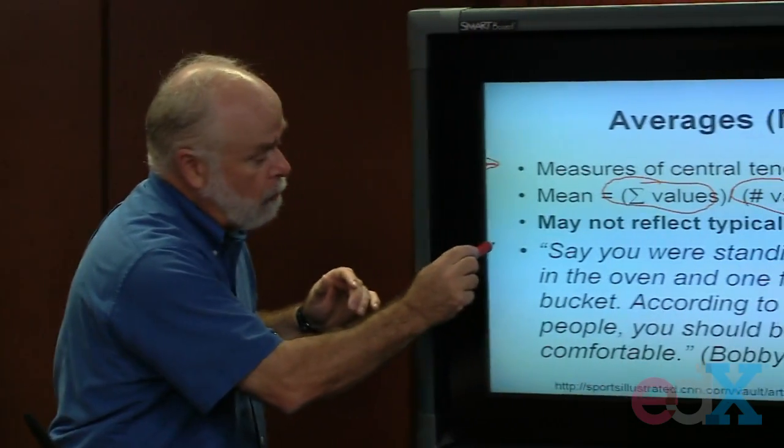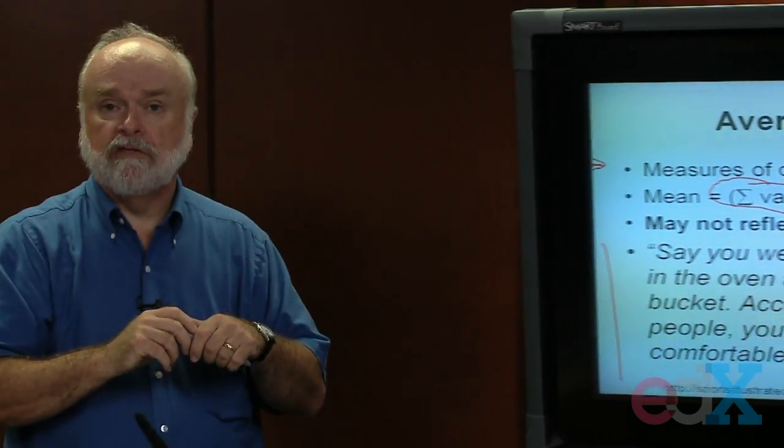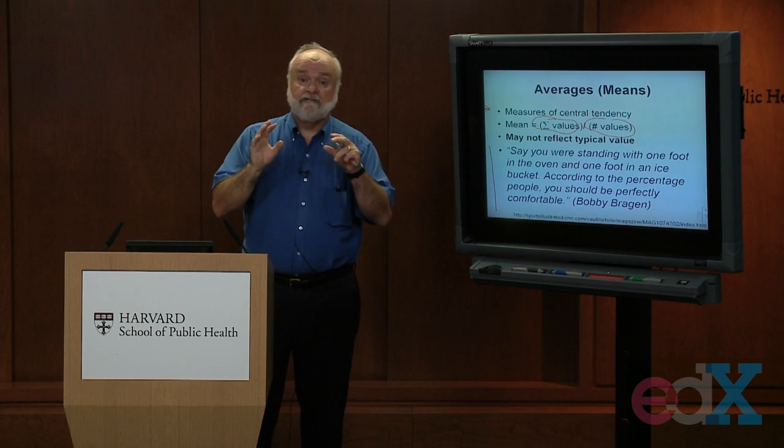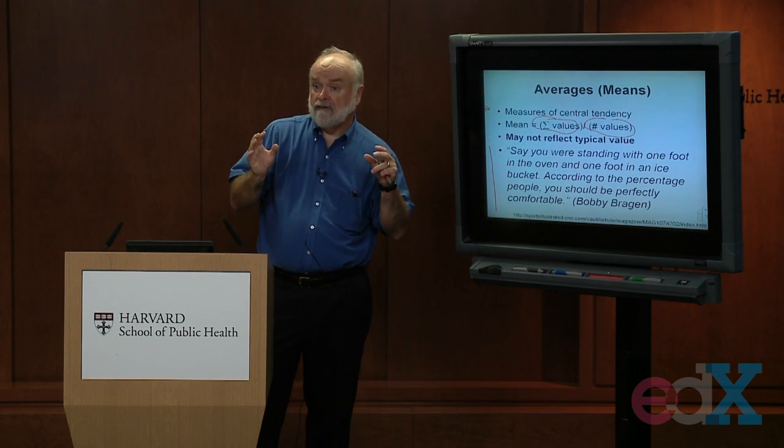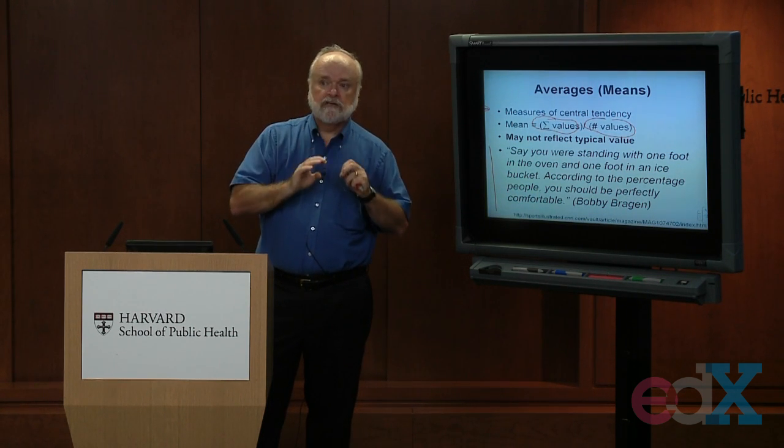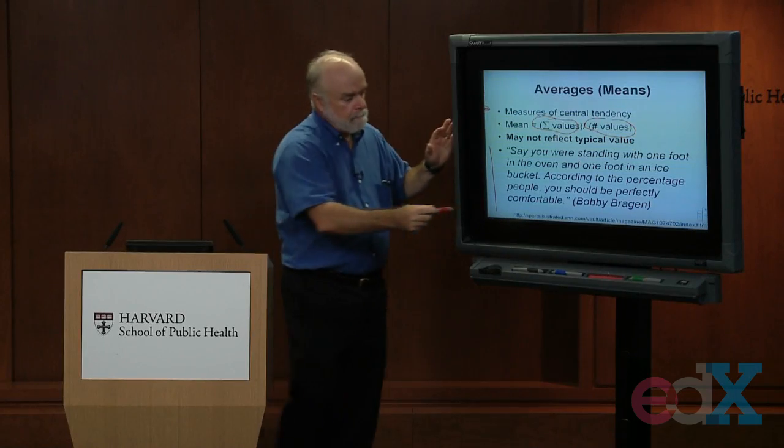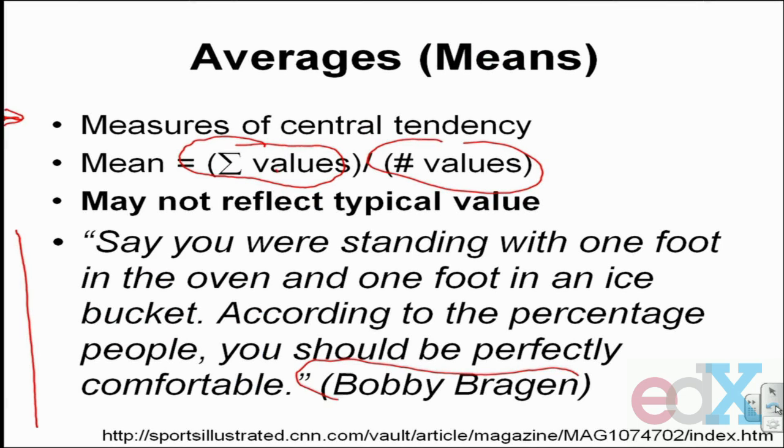But here's a quote I want to end with today. I want you to keep it in mind, because we're going to be talking about averages a lot in this course. In the next sequence, we're going to be talking about incidence and incidence rates, and you'll see averages are going to come up there. Later on, we're going to be talking about confounding and adjusting for confounding via stratification, and averaging is going to come up there again. In the following sequence, we're going to be talking about effect modification, and averaging is going to be coming up again there. Well, Bobby Bregan is not an epidemiologist.